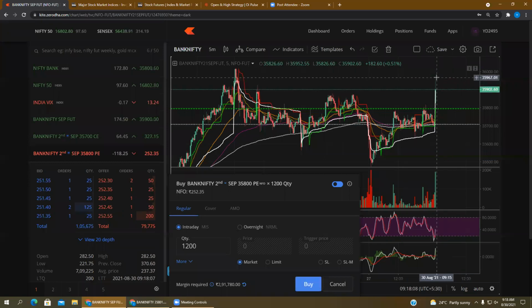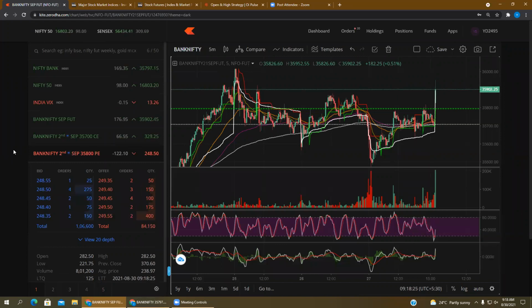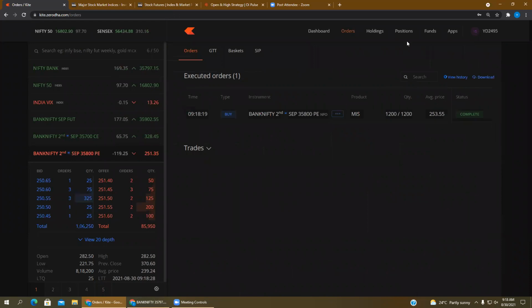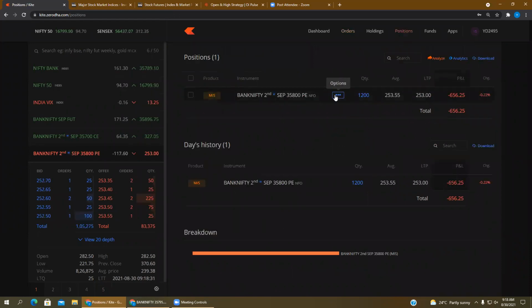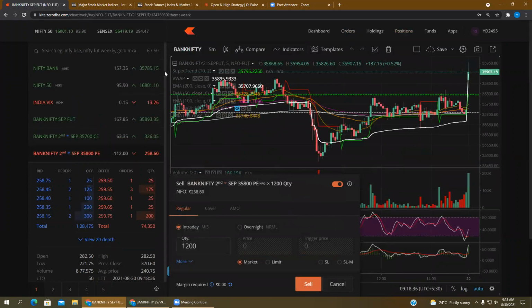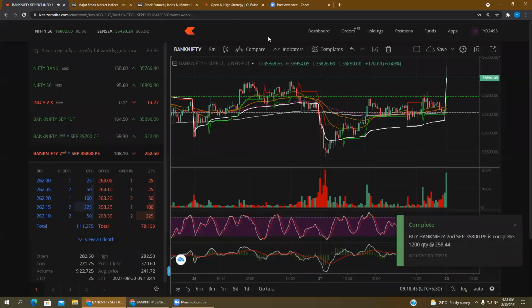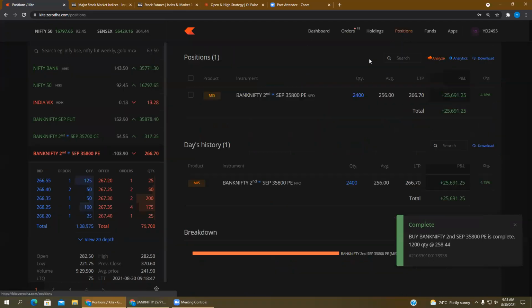If this candle turns a full body candle, it has to turn a full body candle, then only I'll look for a call. I bought a put 35,800 at 253. 1,200 quantities. I bought 35,800 put. Here it is, 253 I bought. I've added more at 258. So now I have 2400 quantities.